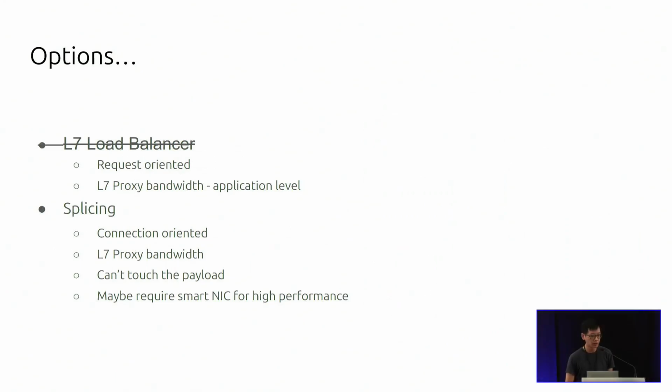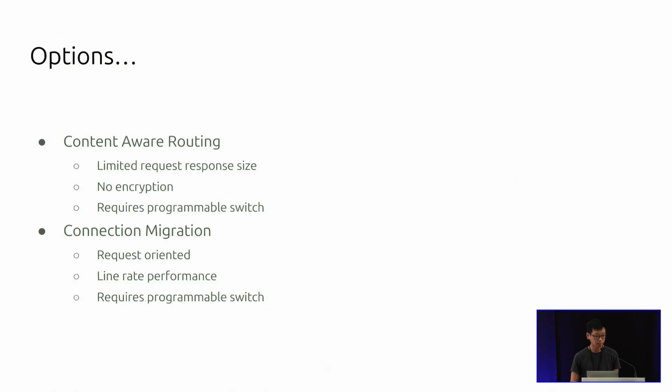This is the typical layer 7 load balancer case, which we have just seen, which is request-oriented and application level. There are other options to solve this. One of them is splicing, which is also connection-oriented, but it cannot touch the payload, and it may require some smart NIC or other hardware support. Then there are options such as content-aware routing, but they have their own limitations. For example, they cannot support encryption, require hardware, and have limited request and response sizes. And finally, existing work includes connection migration, which is request-oriented and has been shown to provide line rate performance. But again, it requires programmable switch support.